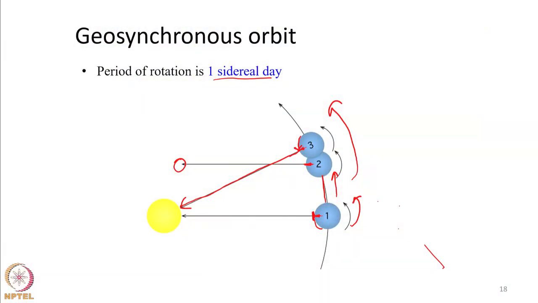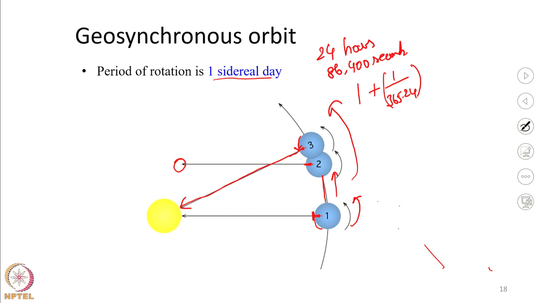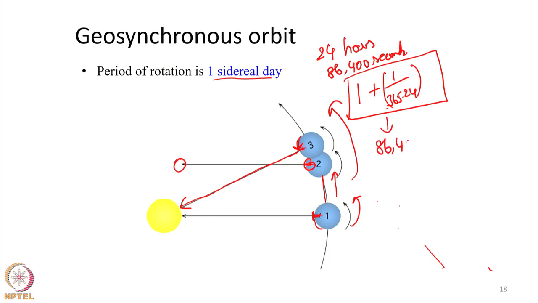Okay. So, in 24 hours, or converting it into seconds, 86,400 seconds, Earth will complete one full rotation around itself plus 1 over 365.24 of a rotation. One full rotation around itself is when the reference point comes back here, an exact full circle. But in order to see the sun, it makes slightly more than one rotation. That extra rotation in a day is 1/365.24, because Earth takes 365.24 days to complete one revolution around the sun, and this is one out of the 365.24 days. So, to make this many rotations, Earth takes 86,400 seconds.